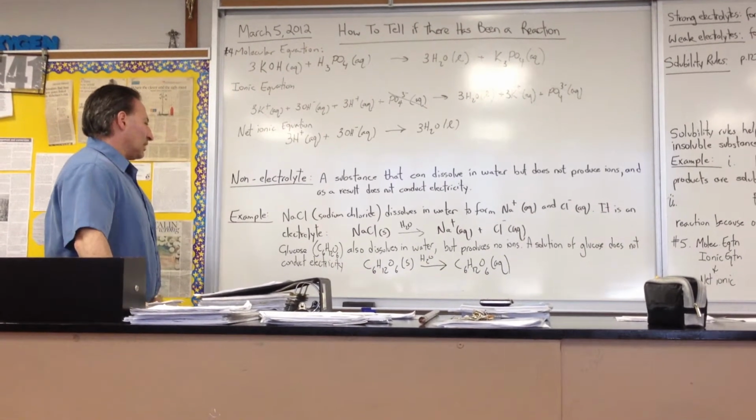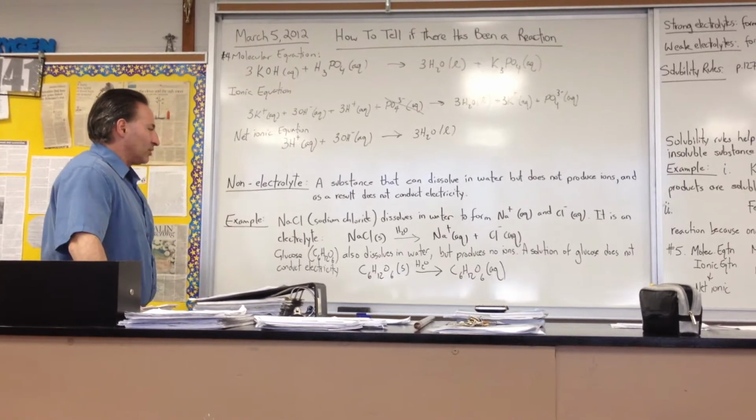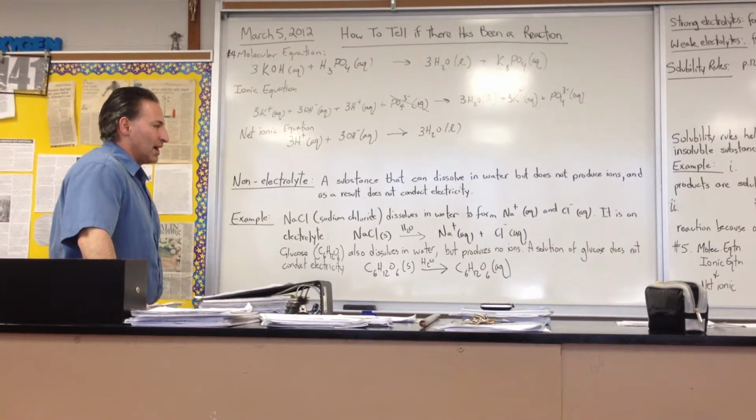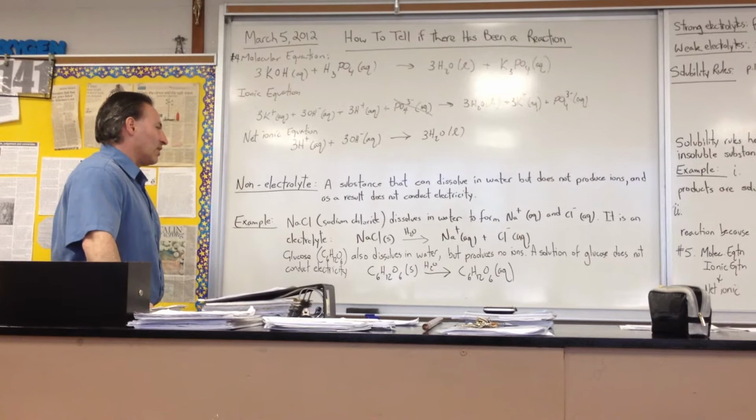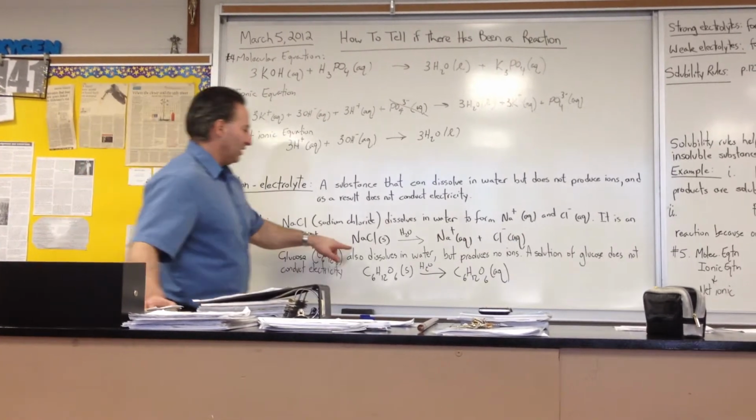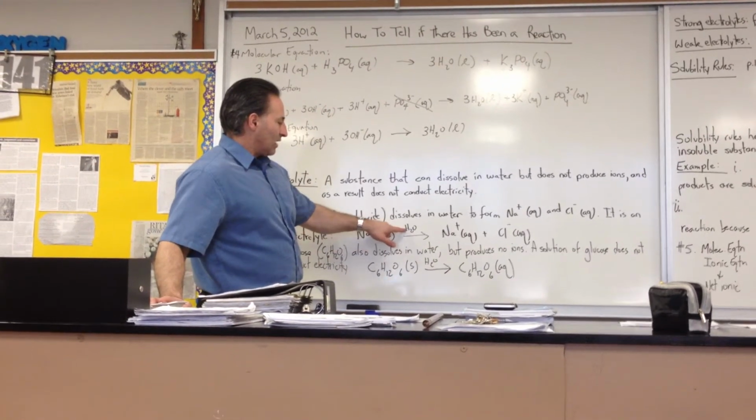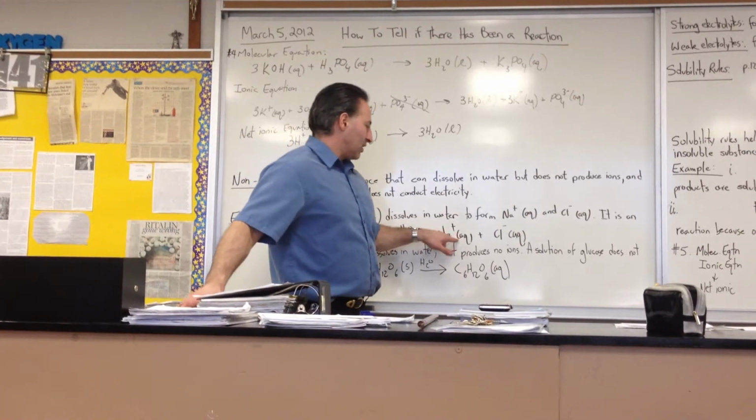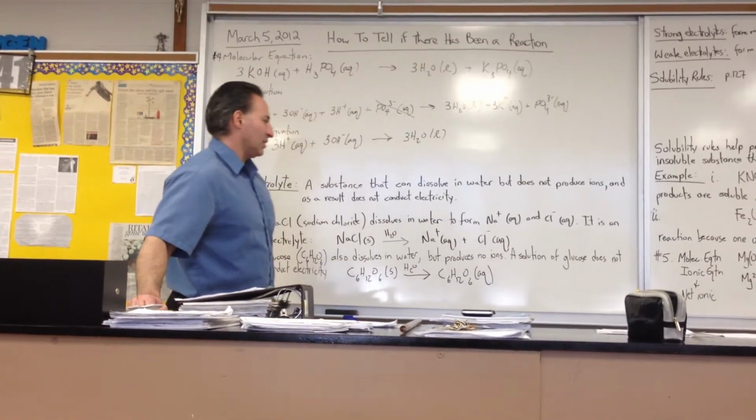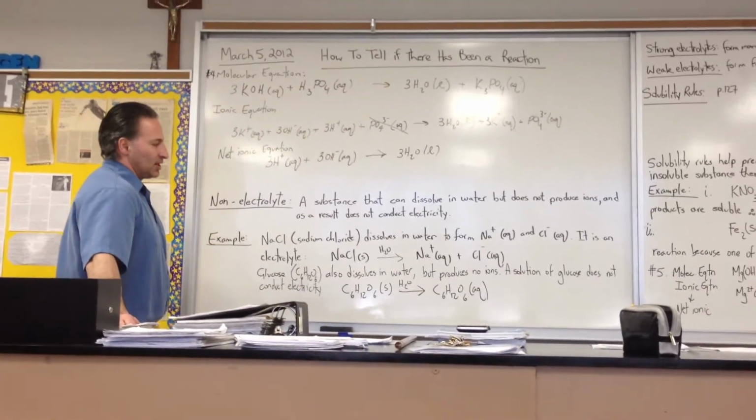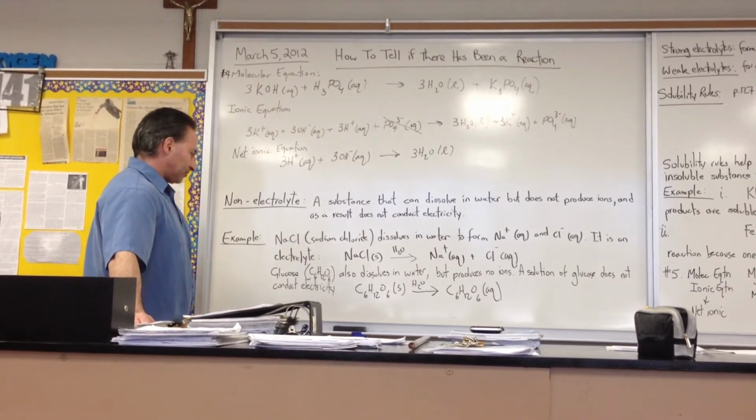Now, an example of an electrolyte is sodium chloride. Sodium chloride will dissolve in water to form sodium cations and chloride anions. Therefore, it is an electrolyte, and this is how we portray it. You show sodium chloride solid, add water, and you get sodium cations aqueous and chloride anions aqueous. Aqueous symbolizing that it's dissolved in water.